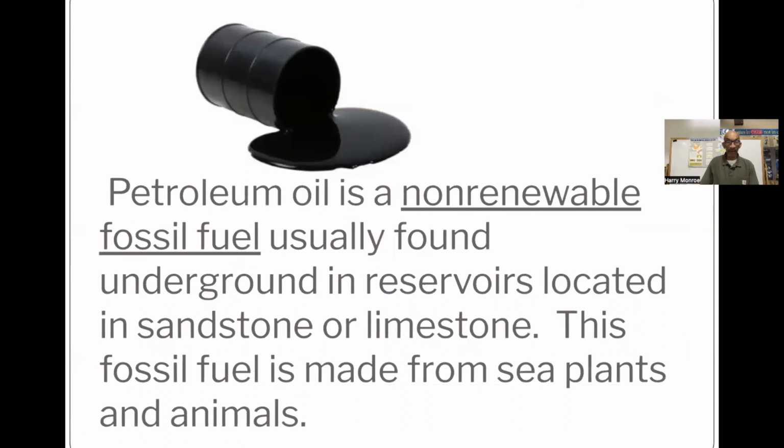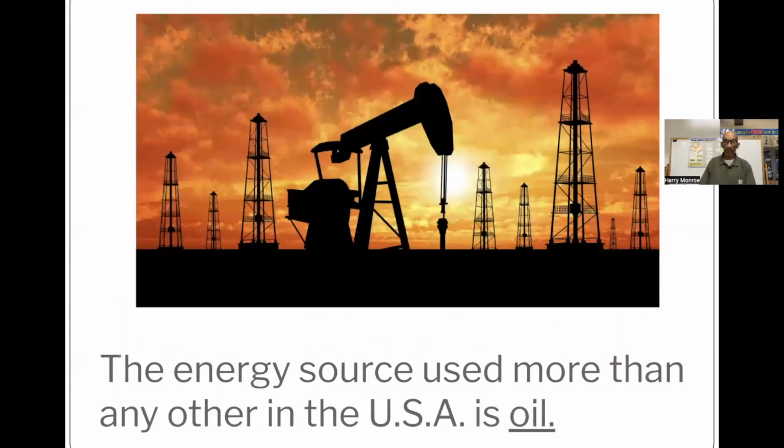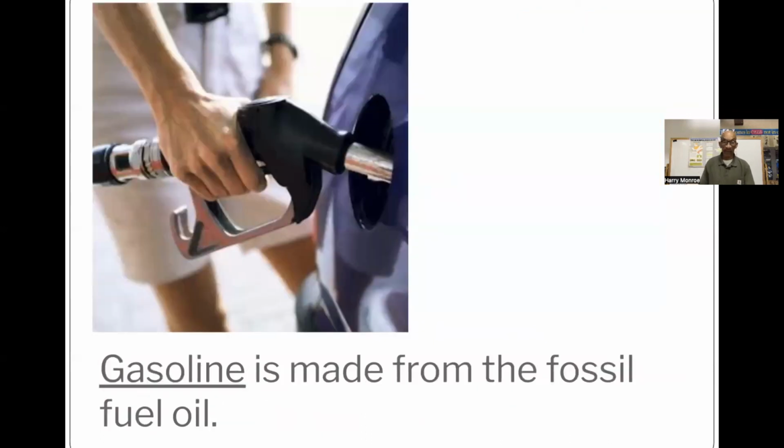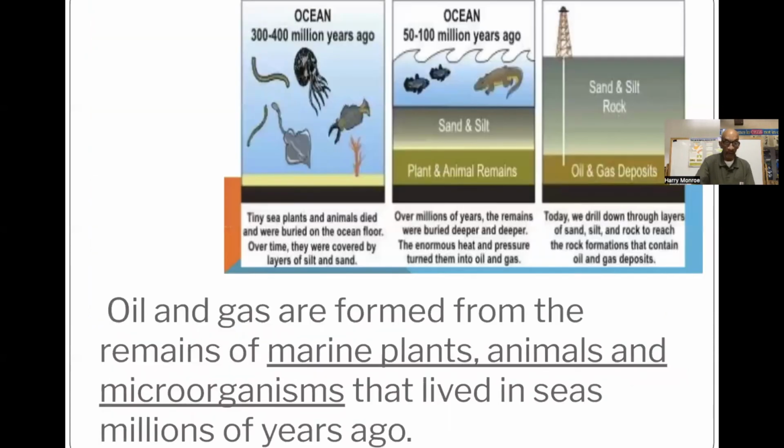Petroleum oil is a non-renewable fossil fuel, usually found underground in reservoirs located in sandstone or limestone. This fossil fuel is made from sea plants and animals. The energy source used more than any other in the USA is oil. Gasoline is made from the fossil fuel oil. Oil and gas are formed from the remains of marine plants, animals, and microorganisms that lived in seas millions of years ago.